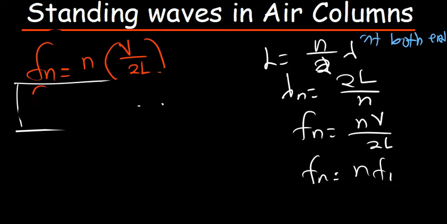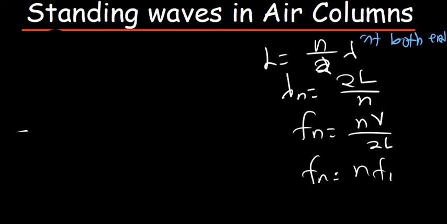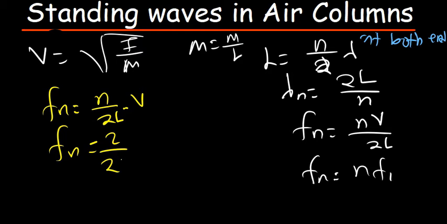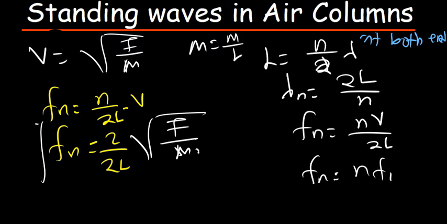Sometimes they can give you the mass and the tension force of the string. Then you need to remember that V can also be given by the square root of the force divided by mu. Remember we said mu is equal to the mass divided by the length. So then we can say the Fn can be given by n divided by 2L times V. Where there is V, let's put now the square root of F divided by mu. So this is also very important.